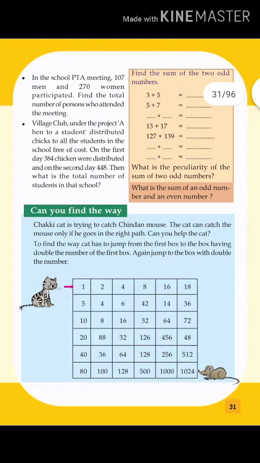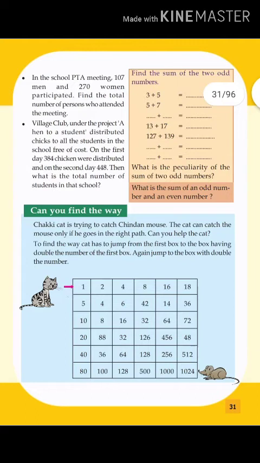Then page number 30, 31, find the sum of two odd numbers, that is 3 plus 5 is equal to 8, 5 plus 7 is equal to 12. Here the sum of two odd numbers is always an even number. See the answers.